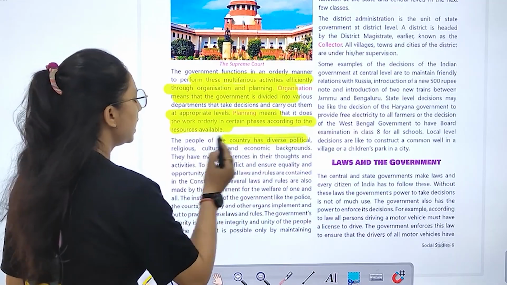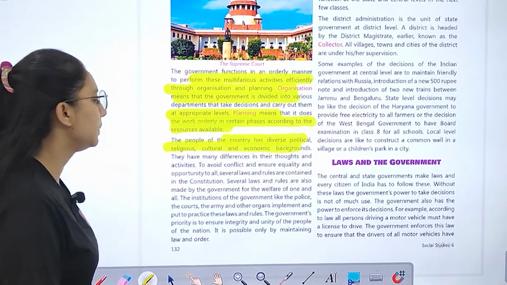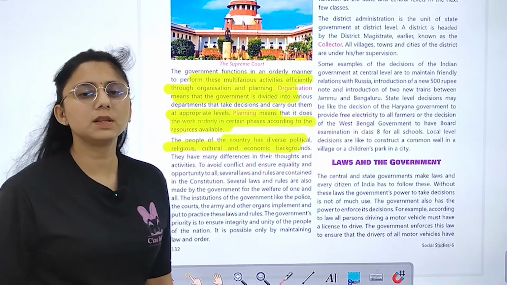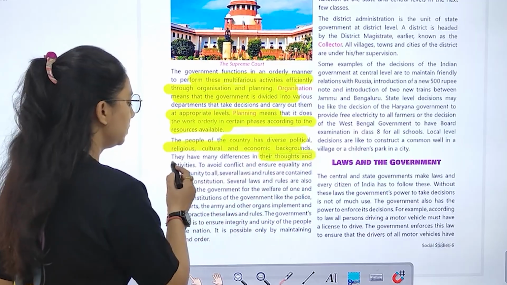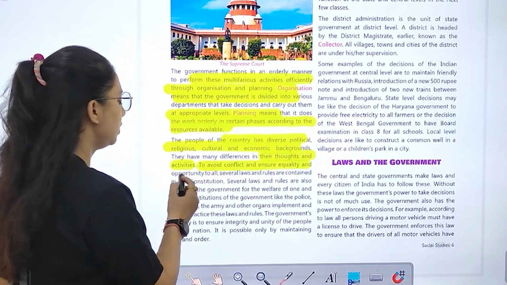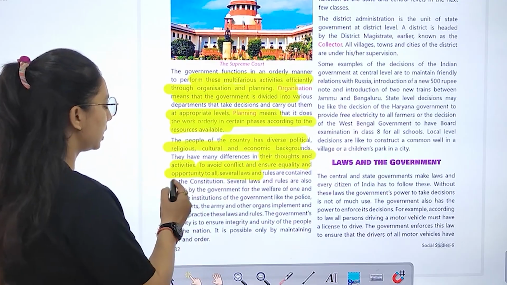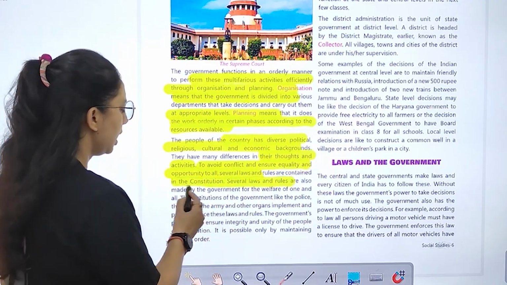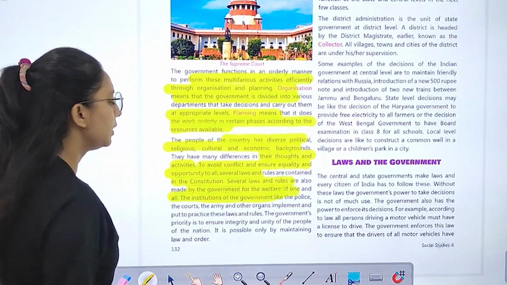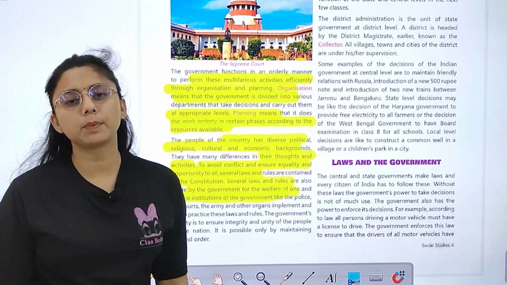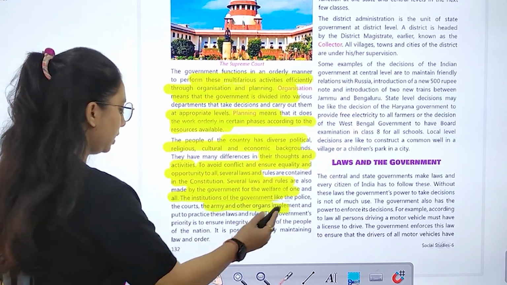So the people of the country have diverse political, cultural, and economic backgrounds. They have differences in their thoughts and activities. The government avoids conflicts and ensures equality and opportunity to all. And several laws and rules are contained in the constitution, right? And the institutions of the government are like police, court, right? Army and other organs.